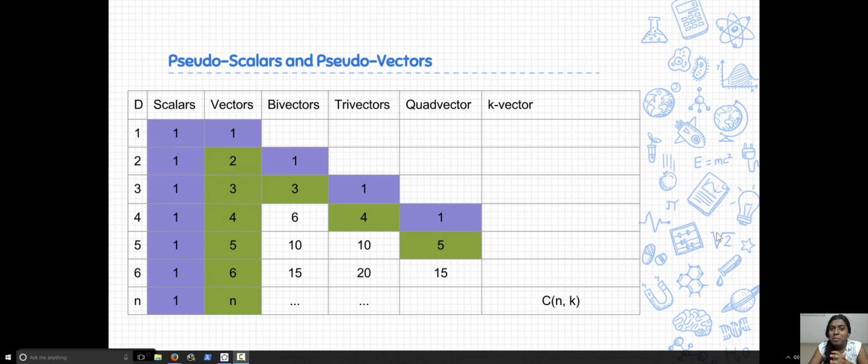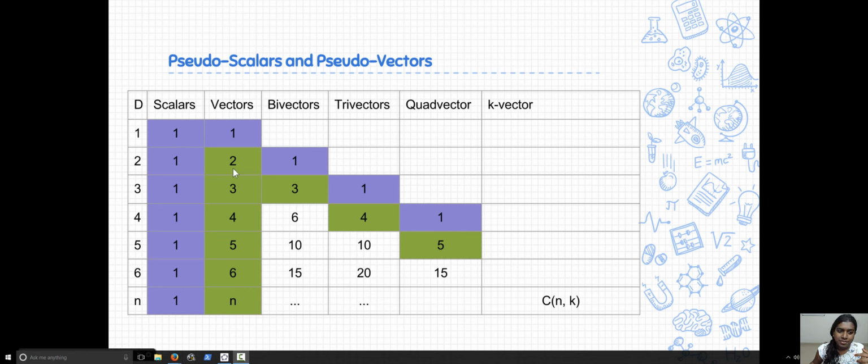Now we see how many degrees of freedom a k vector has in n dimensions. So you have n axis dimensions to choose from and you have to pick k of them. So it is nCk, which means a vector in 1 dimension or a bivector in 2 dimensions or a trivector in 3 dimensions or a 4 vector in 4 dimensions, etc.